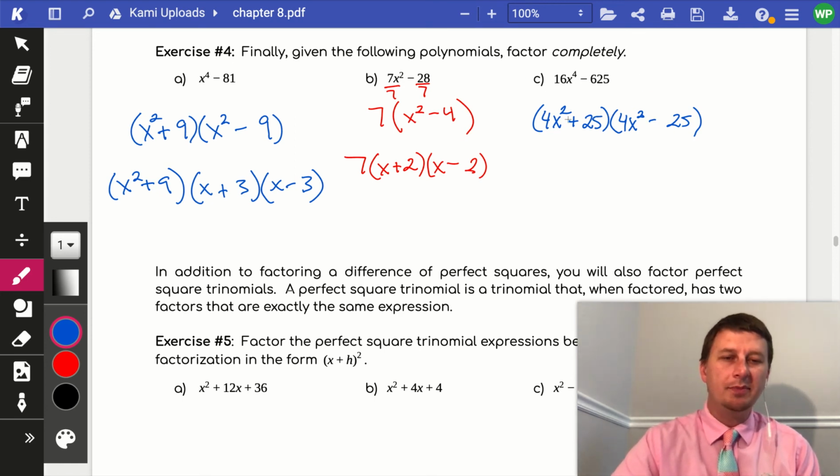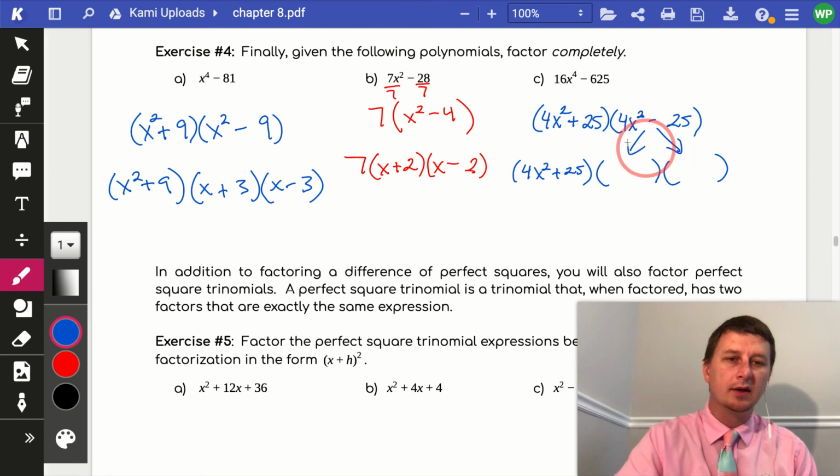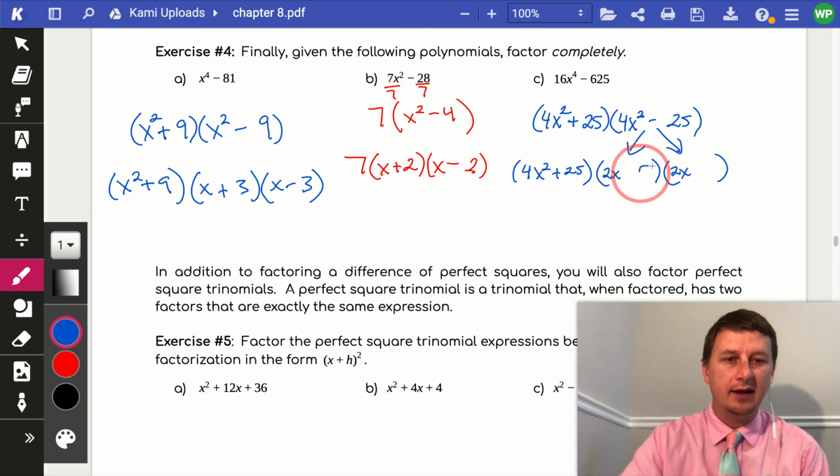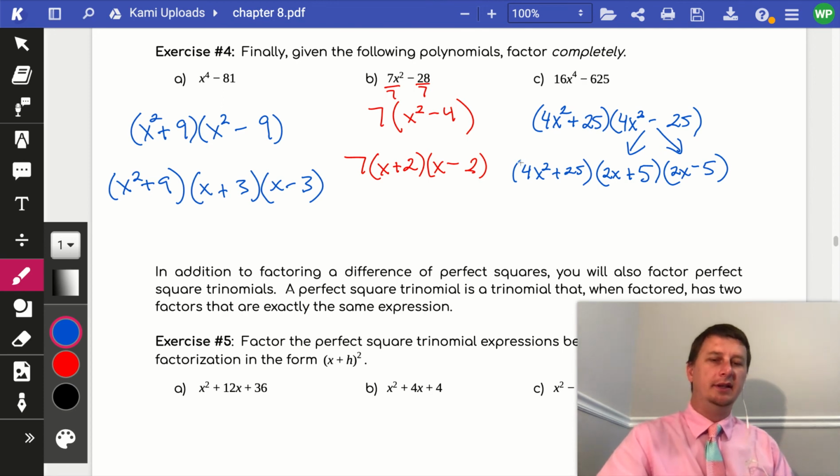Now, we look back and we see, do we have another difference of two squares here? And our answer is yes, once again. This is a sum of two squares, so we just bring it down. We can't do anything further with this, 4x squared plus 25. But then we can factor this one right here, because 4x squared is a perfect square. What times what is 4x squared? So that's going to be 2x times 2x. And what times what's 25? And that's 5 times 5. And we separate those with a plus and a minus. So factored completely, this should read 4x squared plus 25 times 2x plus 5 times 2x minus 5.